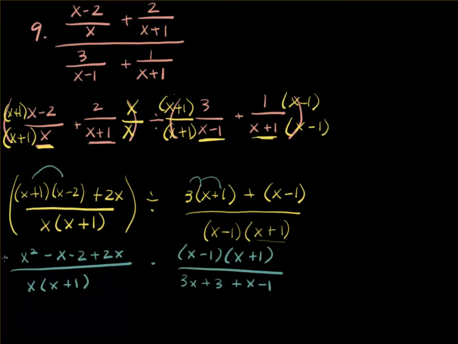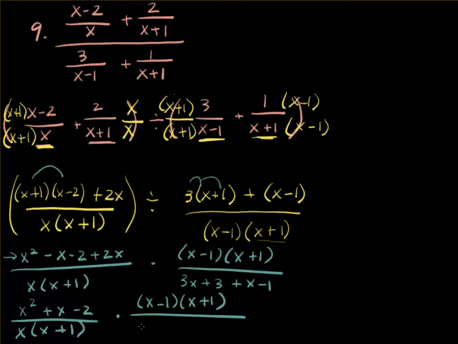Okay, let's go ahead and combine like terms in that numerator. So I have x squared plus x minus 2 over x times x plus 1, times x minus 1 times x plus 1, divided by 4x plus 2.